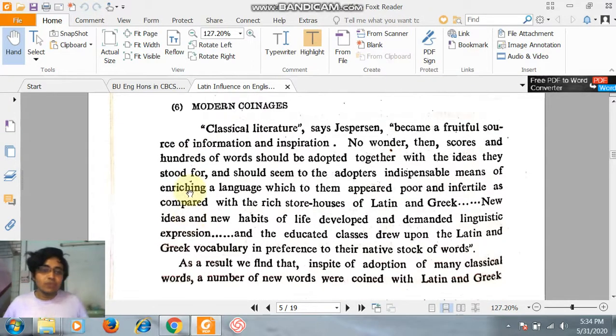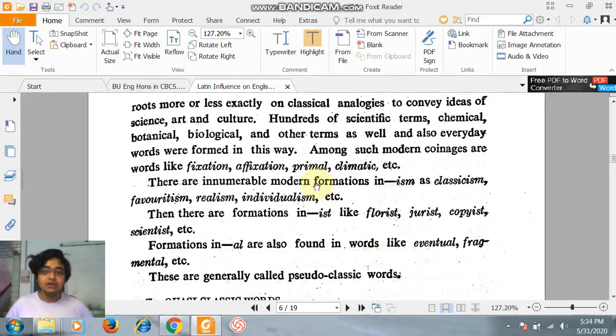So, according to Otto Jespersen, a famous linguist, in his famous book History of the English Language, he said, the classical literature became a fruitful source of information and inspiration. No wonder then, scores and hundreds of words should be adopted together with the ideas they stood for. So many words have been directly borrowed from these classical literatures. Hundreds of scientific terms, chemical, botanical, biological, and other terms have also been derived from the Latin.